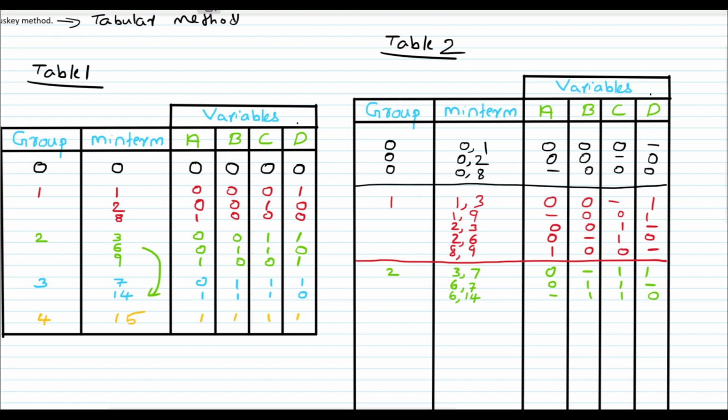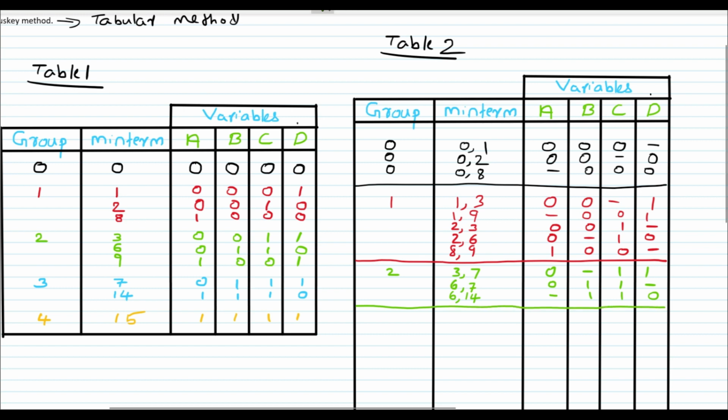Now we will compare 9 with 7 and 14. First, 9 with 7 you cannot consider because more than one bit is changing. Now 9 with 14, that also we cannot consider because more than one bit is changing. When 9 and 14 are compared, B is changing, C is changing, and D is changing. So we cannot take. So this is all about group 2 comparison. We will close group 2 comparison.